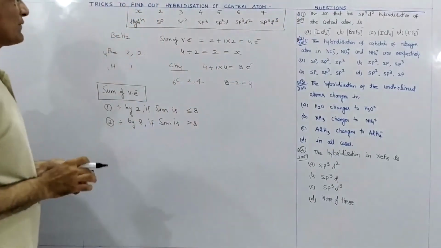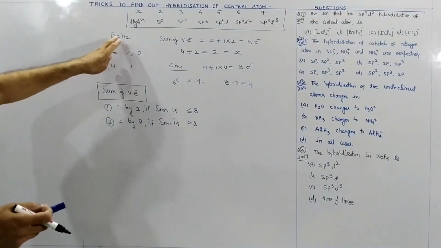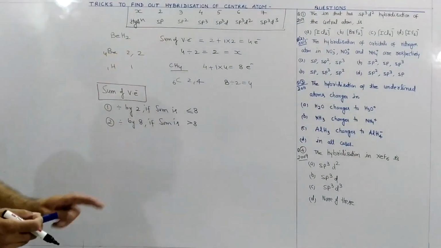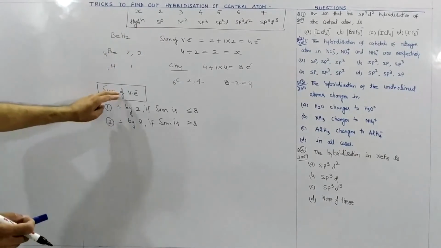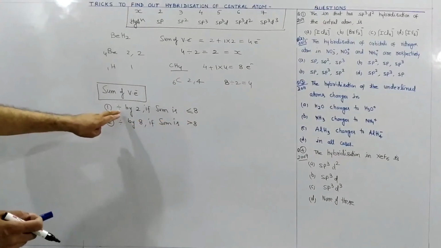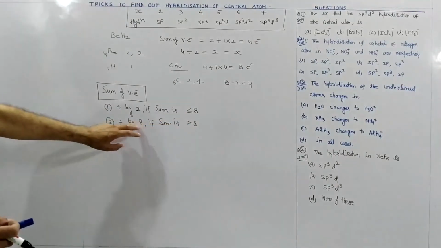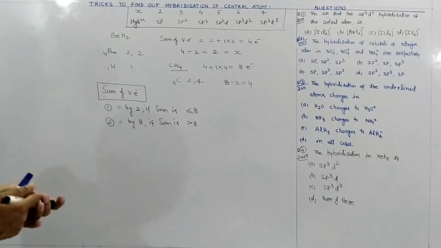What we need here, students, is the valence electrons of the central atom and other atoms. We have to add these valence electrons. If the sum of valence electrons is 8 or less than 8, then divide it by 2. If it is more than 8, then divide by 8. I will take this example also.